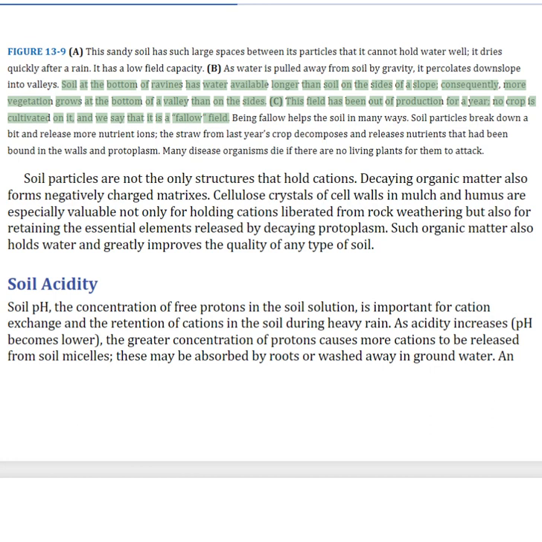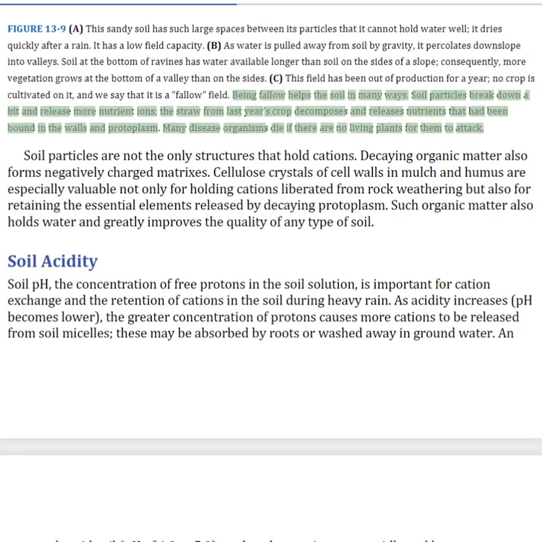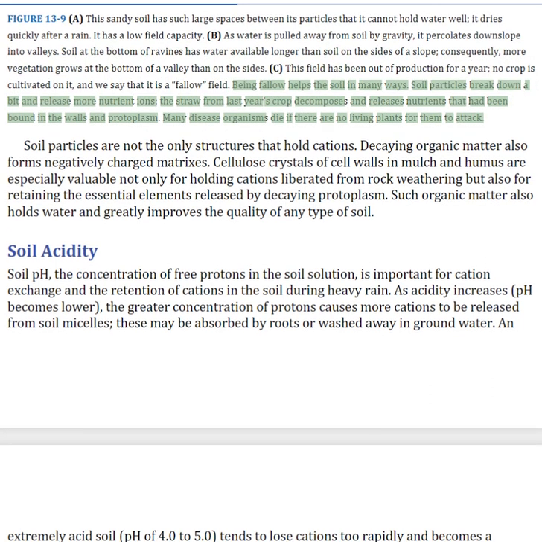This field has been out of production for a year, no crop is cultivated on it, and we say that it is a fallow field. Being fallow helps the soil in many ways. Soil particles break down a bit and release more nutrient ions.